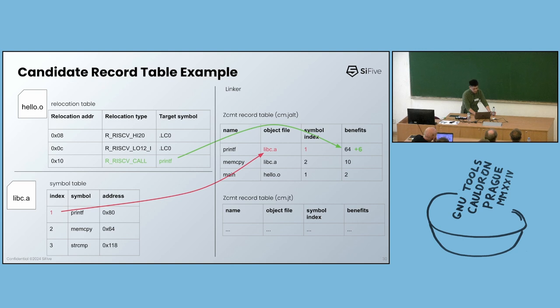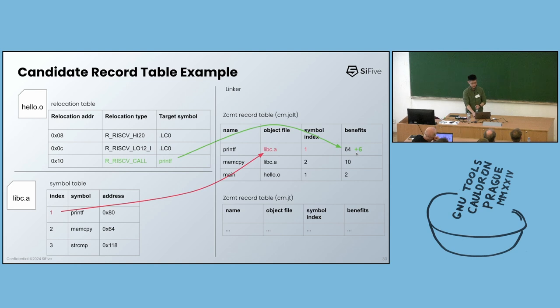So here's an example. In hello.o we call printf. The relaxation pass scanned through the relocation table and found we have a call here, so it records this into the record table. Because this printf is implemented in libc.a, here we store the object file as libc.a and the symbol index one. And for each replacement with a Zcmt instruction, we can have 6 bytes of benefit here.